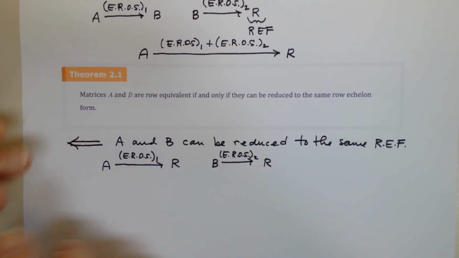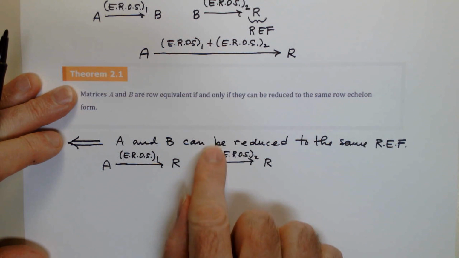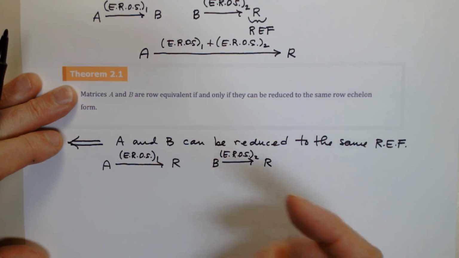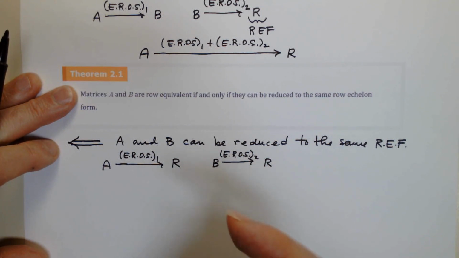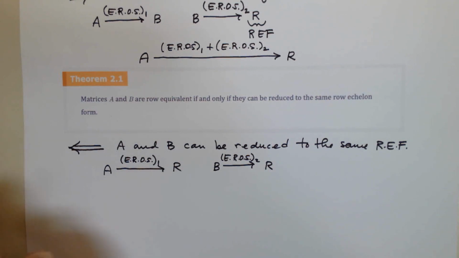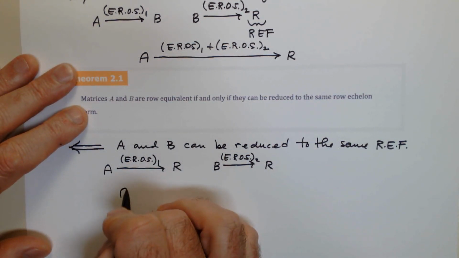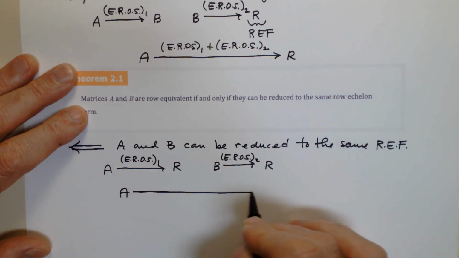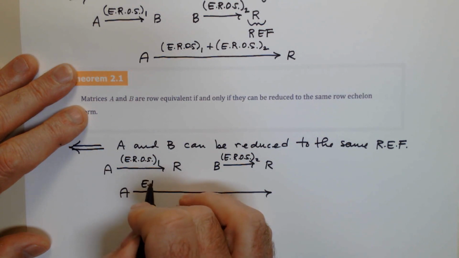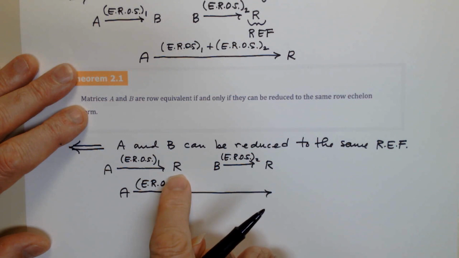So here's what I'm going to do. I'm going to take A to R using recipe 1, and then I'll invert this relationship. I'll take this sequence of elementary row operations, I'll reverse all of them, and I'll also take them in reverse order, just like we did in our previous exercise. So I'll notate it this way. I'm going to start at A. I'm going to apply recipe 1. That's going to take me to R.